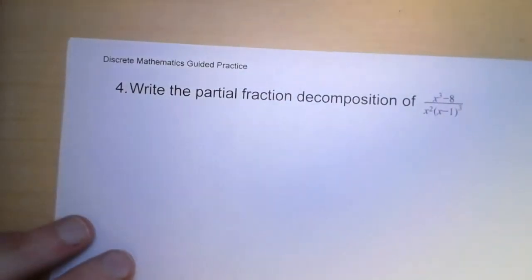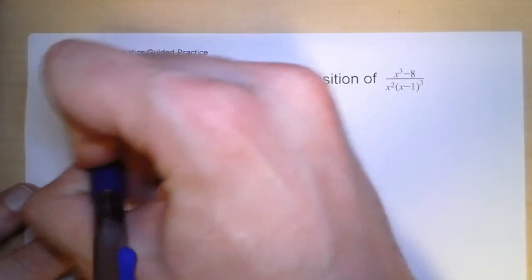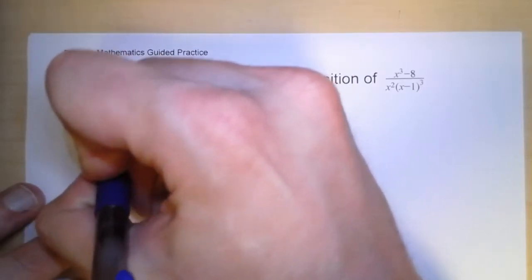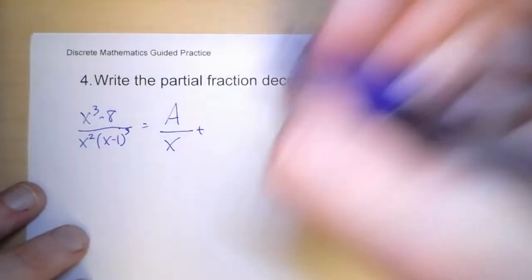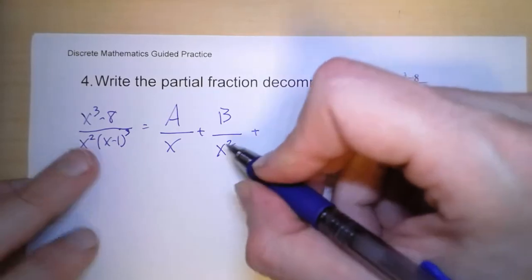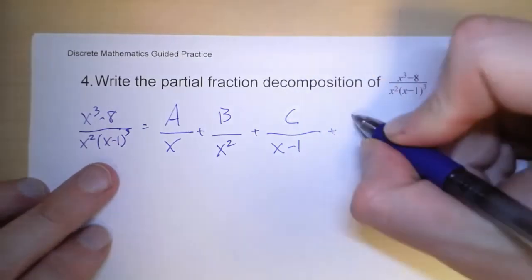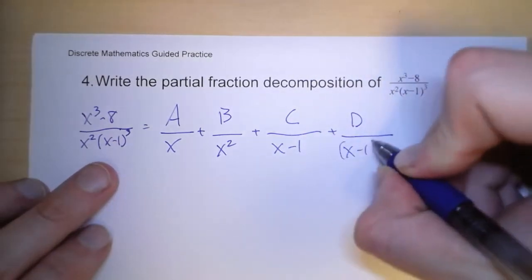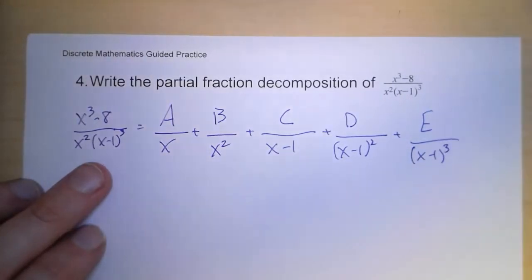Now on our last problem, here we have 2 multiples going at the same time. We have x, which is squared, and x minus 1, which is cubed. So we got a lot going on here. So when we write this out, first I'll start with x. So we have a over x, and then it's going to become b over x squared. Now that's the highest power on x, but then we go to x minus 1, and then we have x minus 1 quantity squared, and then we have x minus 1 quantity cubed.